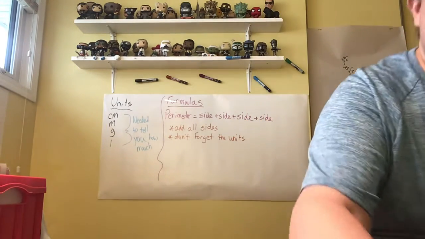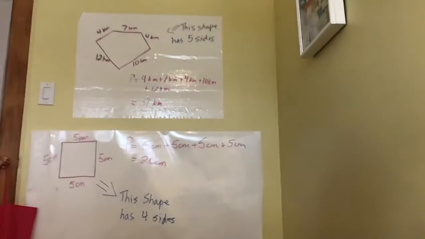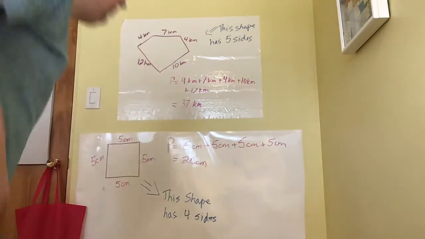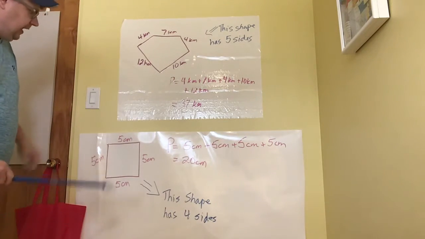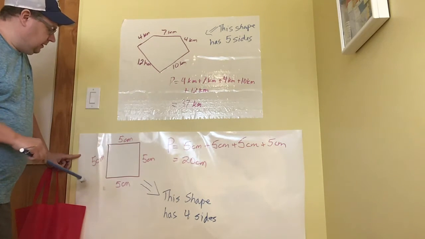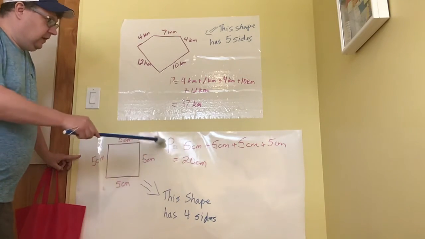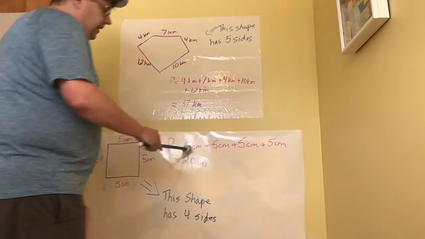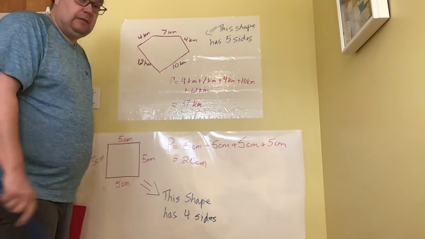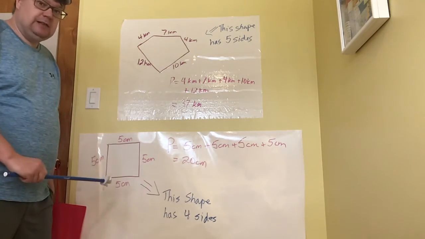So let's show you a couple calculations here as I turn my camera over. When we're looking at perimeter, we're looking at the distance around, and this shape here being a square, each side is 5 centimeters by 5 centimeters by 5 centimeters by 5 centimeters. So P standing for perimeter, we add those four sides and we come up with 20 centimeters. That's it. That's perimeter. Okay? And for your knowledge, this shape has four sides.